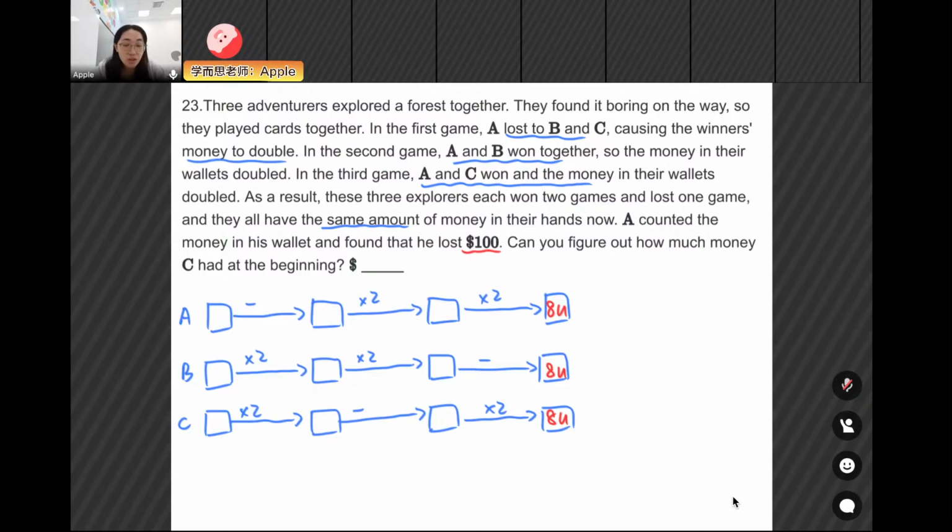So here, 8 units divided by 2, what is it? Yes, that is 4 units. Also, 8 units divided by 2, C also got 4 units, which means for B, minus how many units? B minus 8 units, right? So originally, B got 16 units. Then following this again, 16 units divided by 2, then you have 8 units. What about 4 units divided by 2? Yes, that is 2 units.